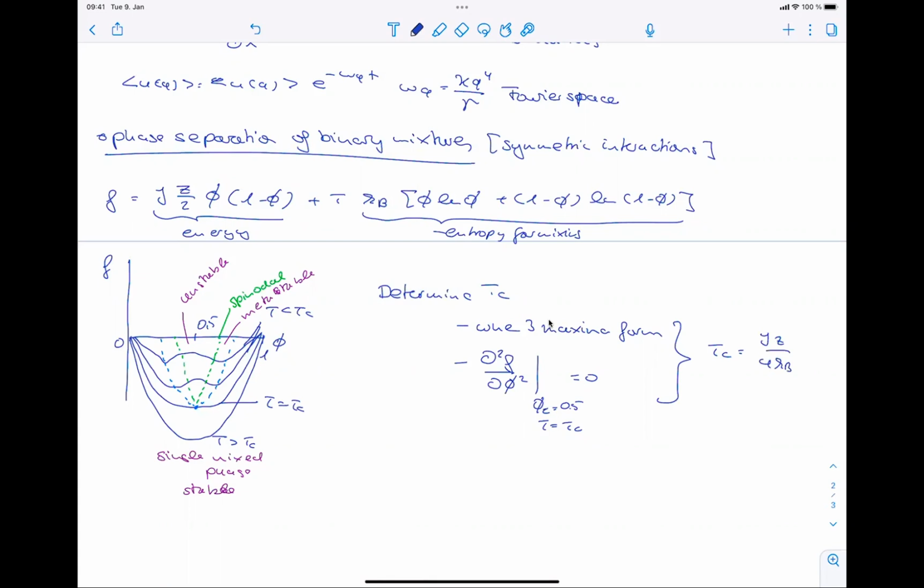And one last thing, what we also see is that we can determine the composition of these stable fixed points, phi 1 and phi 2, like the two phases, by setting the chemical potentials equal, which was termed the double tangent construction.